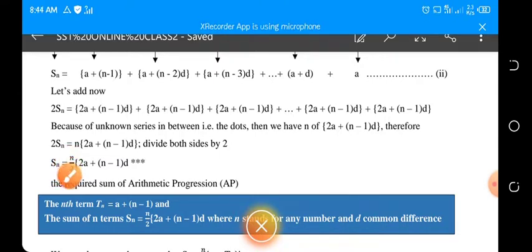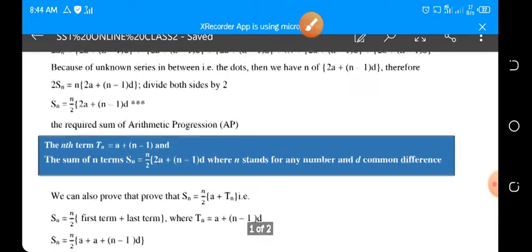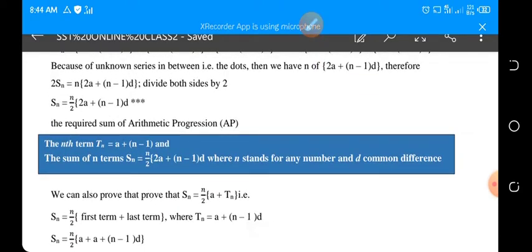Sn equals n over 2 into bracket 2a plus n minus 1d. That's the formula now. And I put it in this place so that you will know that in AP series, these two formulas, you need them very well. The nth term, which is Tn equals a plus n minus 1d, and the sum of the terms, which is Sn, n over 2 into bracket 2a plus n minus 1d, where n stands for any number and d is the common difference. Is that taken?